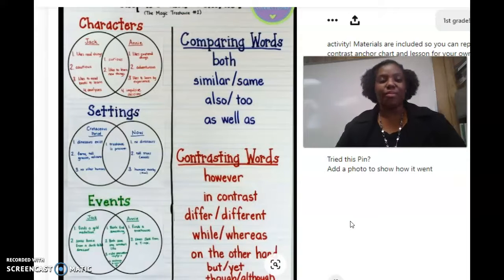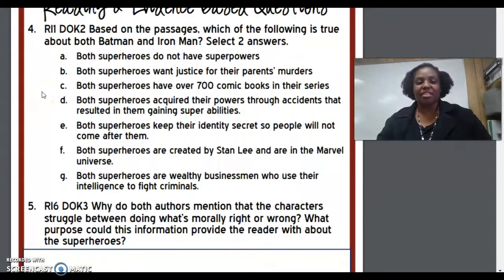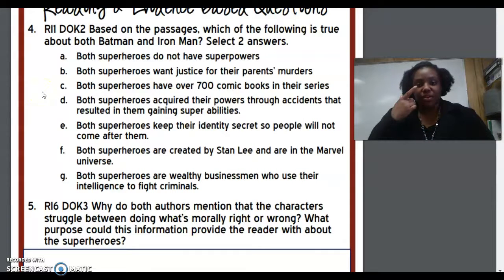So we're going to go back to our text from yesterday about Batman and Iron Man, and we are going to compare and contrast them using a Venn diagram. So I will include those two passages here so you can go back and look at them, but we won't reread them today. We're just going to have to go off of our memory.